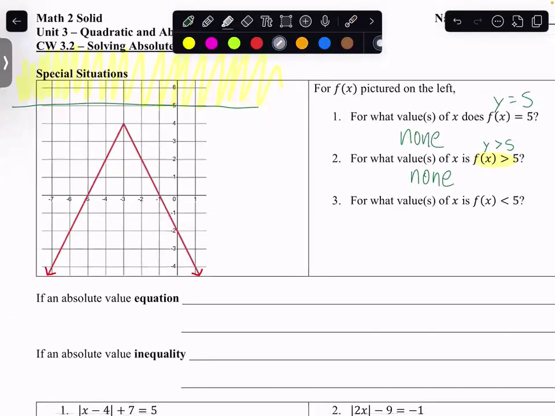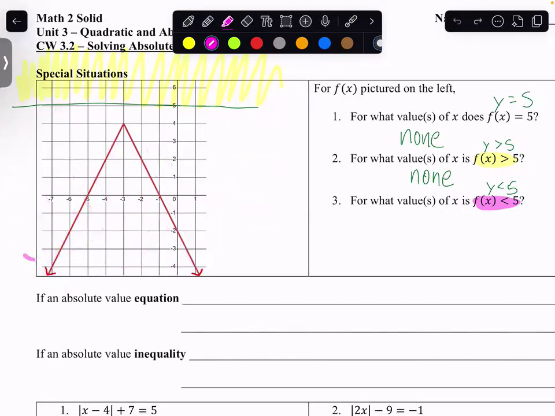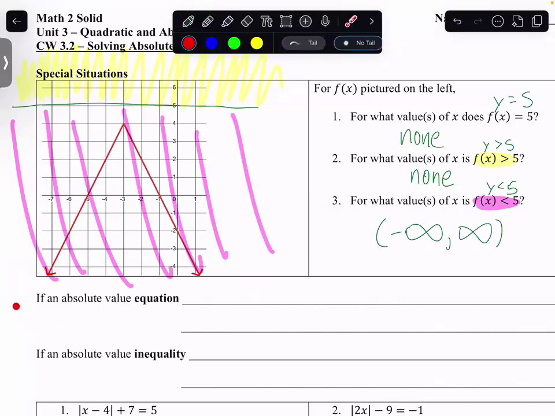Okay, and now the last question though, at what value or values of x is f of x less than 5? So where is the graph below 5? Well, everywhere, right? The entire graph is below 5. Yeah, it's kind of messy looking, sorry. But yeah, the whole thing. Okay, so no matter how far left you go, no matter how far right you go, right? The entire graph from x is negative infinity to x is positive infinity is all below 5.